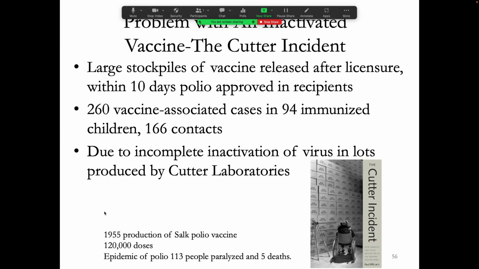And in about 10 days after licensure, polio started showing up in some of the recipients. So this did not happen during the clinical trial, but after licensure, there were a number of individuals who started having polio. In the end, there were 260 vaccine-associated cases in both some of these kids and their contacts. All in all, there were 113 people paralyzed and 5 deaths.